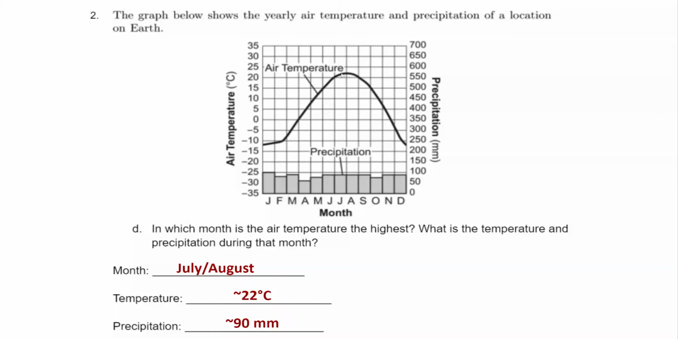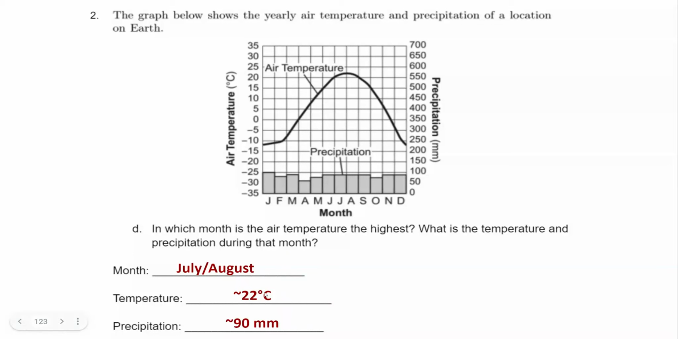And it looks like the temperature at this point, I should look at the left side for my temperature scale and not the right side for my precipitation scale. So if I'm looking at air temperature, I'm going to go towards the left. And it looks like it's somewhere between 20 and 25 degrees Celsius. So I'm going to say it's around 22 degrees Celsius. You can use the symbol to say it's approximately this number.